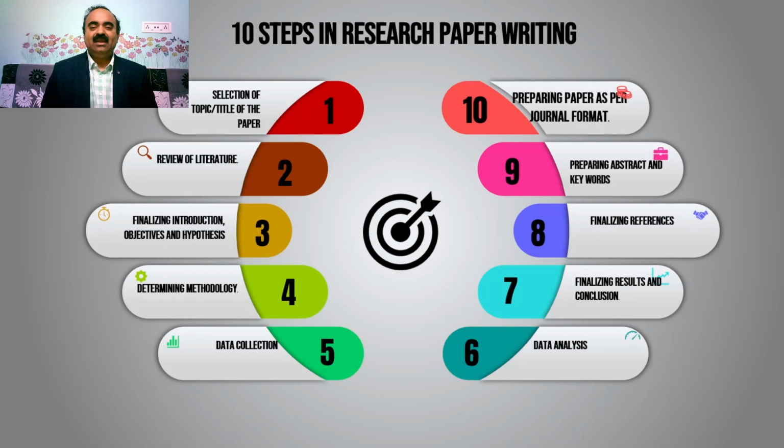Simply, it is a plausible conclusion. Hypothesis is a plausible conclusion in your paper. If you can validate this hypothesis, that will become theory or conclusion. If you cannot validate with the sample information, then you will reject the hypothesis and you will make the conclusion opposite to the hypothesis. The next step is determining methodology.